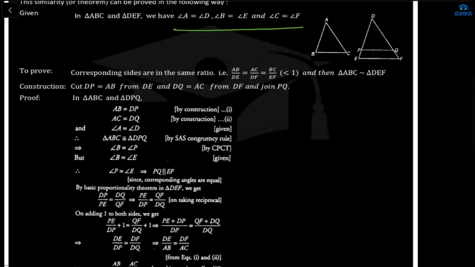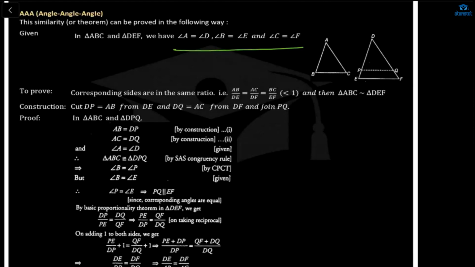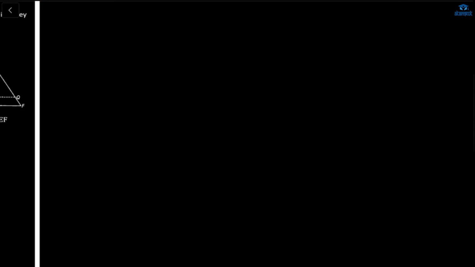Any doubt till here? Shazan, do you have a doubt in this AAA criterion? Shazan, are you there? Am I audible to everybody? Hello? Okay, I will explain again.